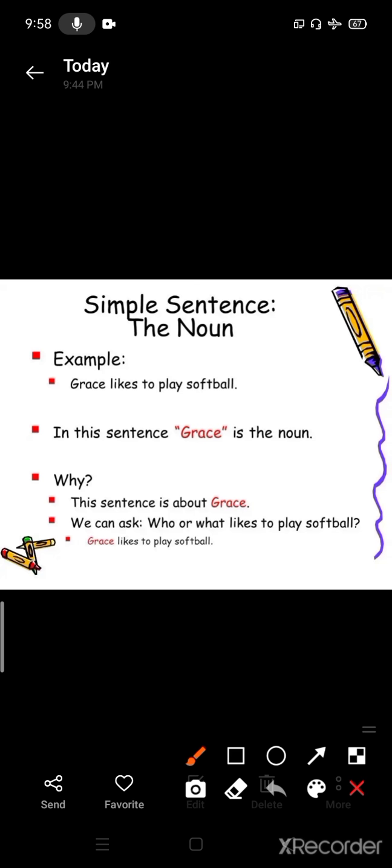For example, Grace likes to play softball. In this sentence, Grace is the noun as it is a naming word. Remember, naming words are called nouns, and Grace is the name of a person, a girl. Why? This sentence is about Grace. We can ask who or what likes to play softball. If I ask you who likes to play softball, your answer will be Grace. So it is termed a noun.